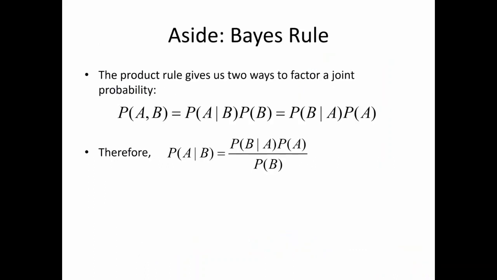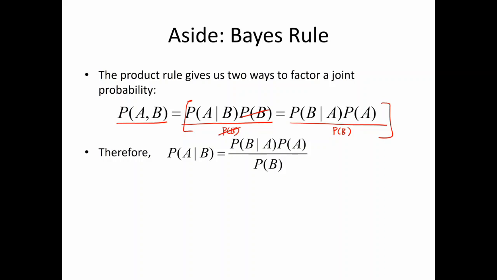As an aside, let's look at the Bayes rule. The probability of A and B can be factored in two different ways: probability of A given B times probability of B, or probability of B given A times probability of A. And if you just divide both sides by the probability of B, you get the Bayes rule. So we have the probability of A given B is the same as probability of B given A times probability of A over probability of B.